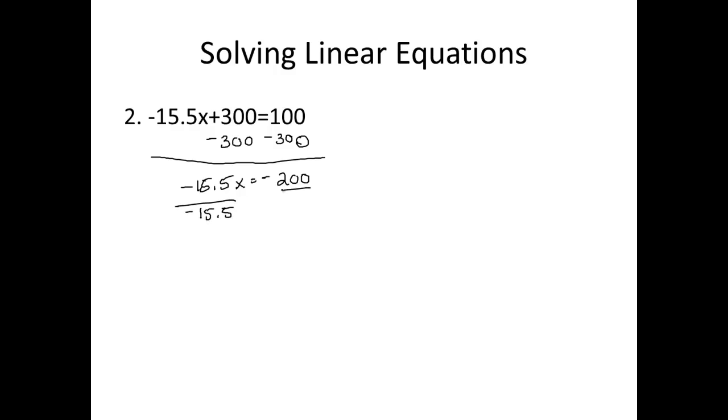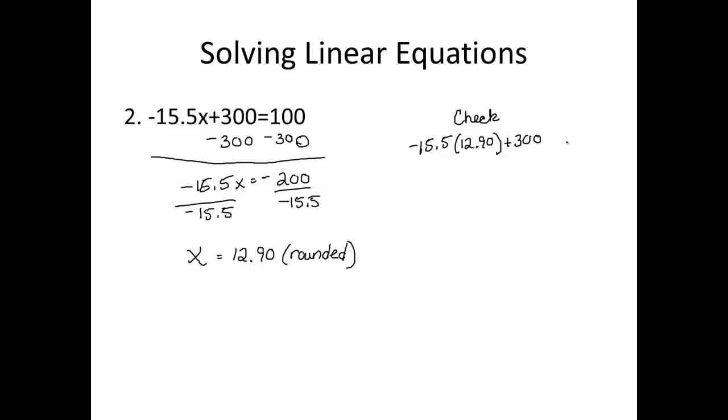If we divide both sides by a negative 15.5, the left-hand side is x, and then on the right-hand side, the negative 200 divided by the negative 15.5 becomes a positive number. That doesn't come out evenly, so when you have your decimal places, round it off to 2 digits, and our rounded answer is 12.90. So that's a couple of examples of how this particular procedure should be done.